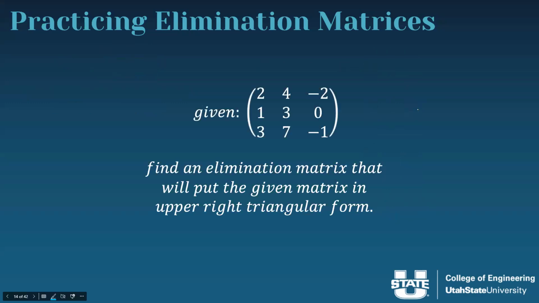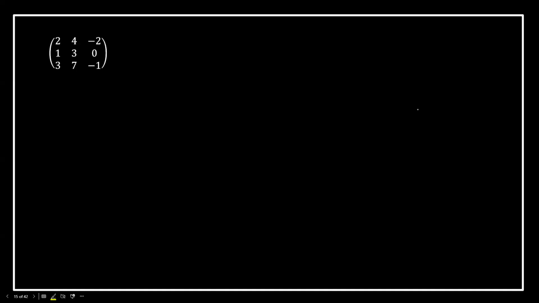Okay. Let's do one more example. So I want to find an elimination matrix that will put the given matrix in upper right triangular form. In upper right triangular form, we're going to have some matrix with some elements over here. We don't really care what they are, but we want to make these elements zeros. So it's just an extension of the last problem, but now we're going to eliminate a few more elements. So let's do that.